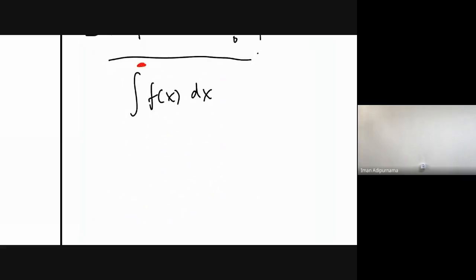Now I will move on to the indefinite integral. So the idea for the indefinite integral is you are having only f(x) dx. There is no specific number for the endpoint, there is no specific or exact value there.